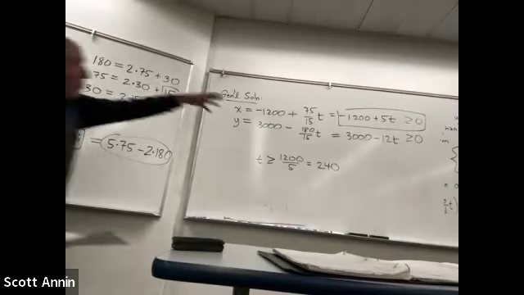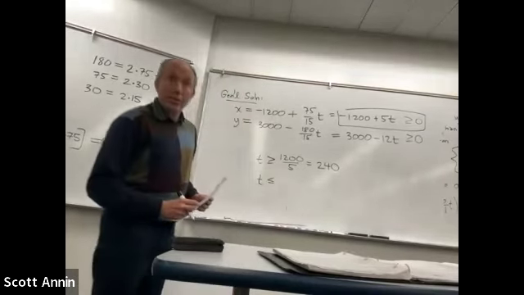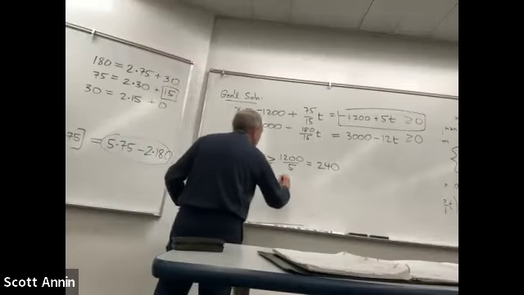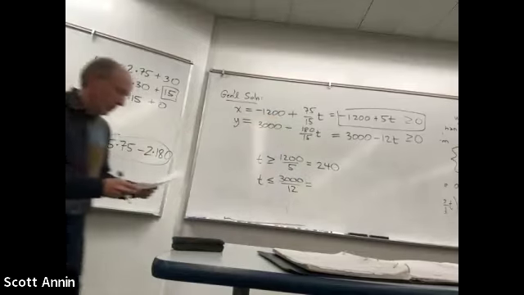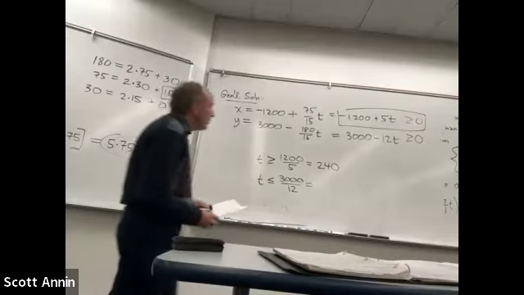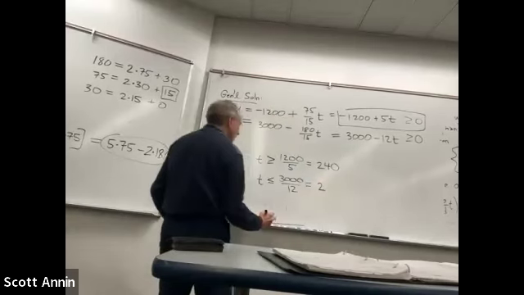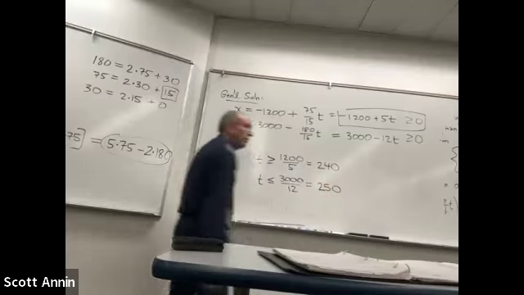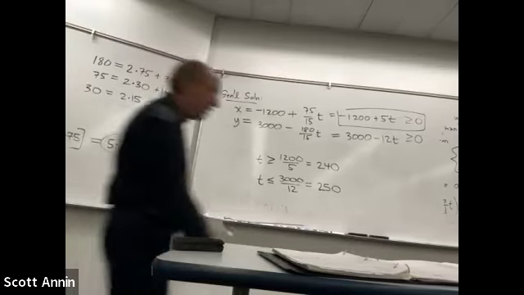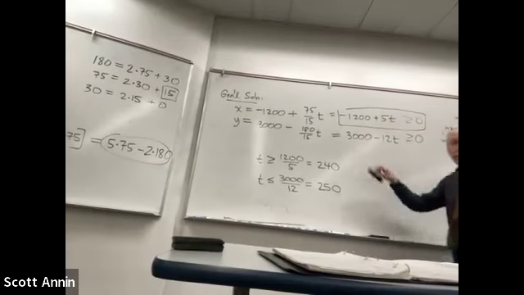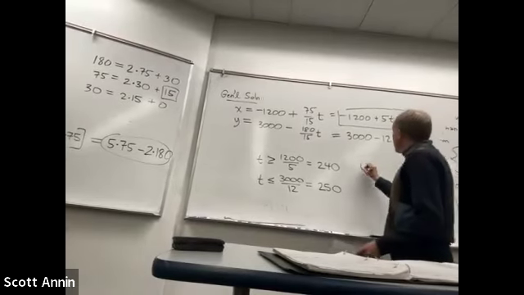And then the second equation actually constrains T in the opposite direction. T has to be less than or equal to 3000 divided by 12, and that gives me 250. Okay, so there's roughly 11 values of T that are potentially going to make both of these non-negative. And you can start playing with them.